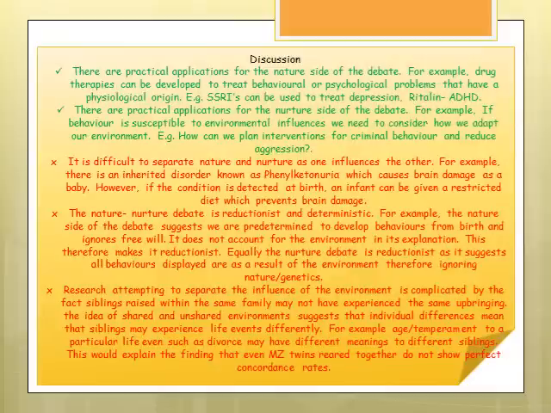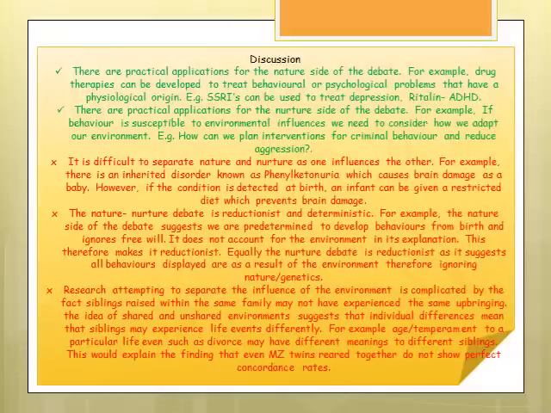The nature-nurture debate is reductionist and deterministic. So for example, the nature side of the debate suggests that we are predetermined to develop behaviours from birth and ignores the idea of free will, as it does not take into account any environment in its explanation, so therefore makes it reductionist. Equally, the nurture side is reductionist as it suggests that all behaviours are a result of the environment, therefore ignoring any nature or genetics.